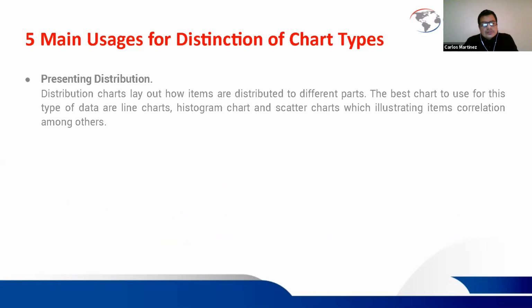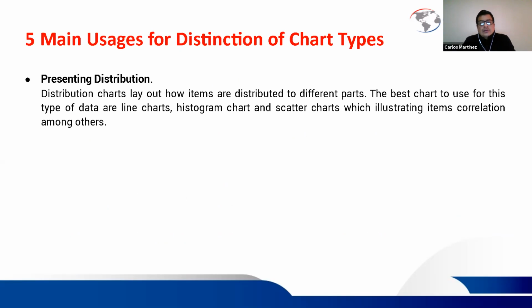The first is to present distribution, how things are distributed. Distribution charts lay out how items are distributed to different parts. The best charts to use for this type of data are line charts, histogram charts, and scatter charts, which illustrate items' correlation amongst others. So how things relate. This line represents something and this line represents something. Oh, look, this line goes up, this line goes down. So we are comparing them, saying how they are being distributed. So we use charts to present the distribution, how things are distributed.